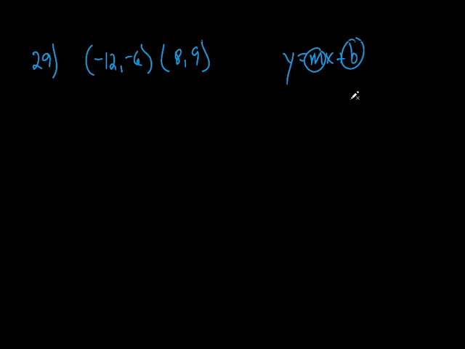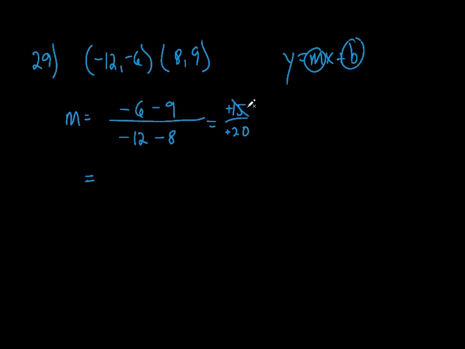So let's go back to this. Let's find the slope first. So let's go through the work and find the slope. It's the change in y over the change in x. So let's subtract the y's. -6 minus 9. That's the y's. Let's subtract the x's. Good. It's -12 minus 8. Let's do the math. That's -15. That's -20. Negative over negative is positive.